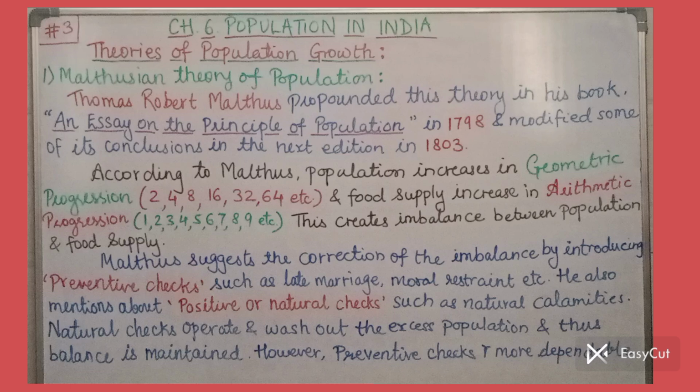That's it. This was the Malthusian theory of population as per your syllabus. So I explained in short and sweet. The next one is theory of demographic transition, which is much bigger than this, that we are explaining in the next lecture.